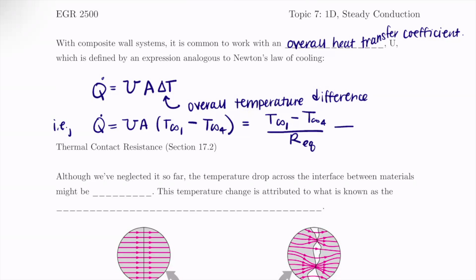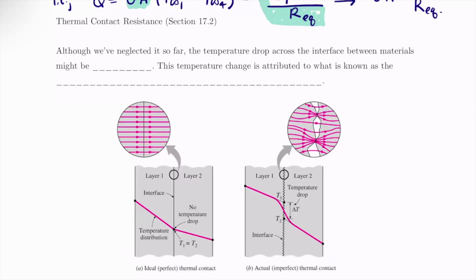So this means that U times A is 1 over our equivalent resistance. So we have UA is equal to 1 over the equivalent resistance.